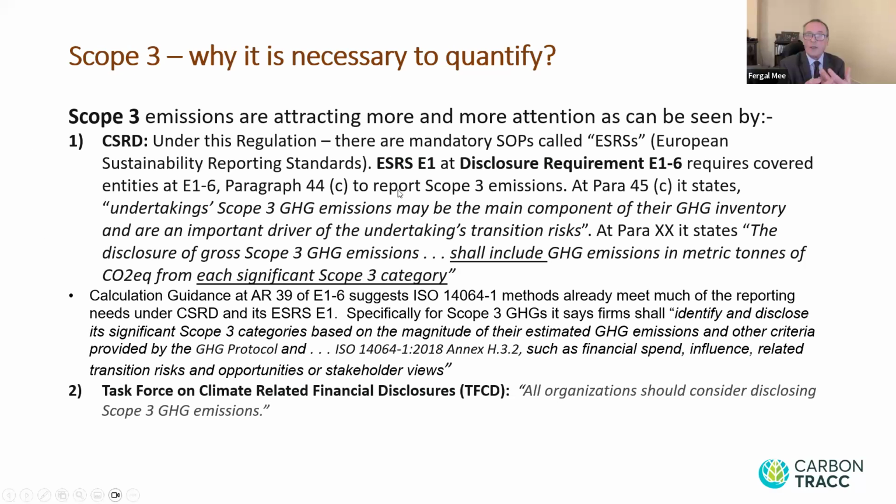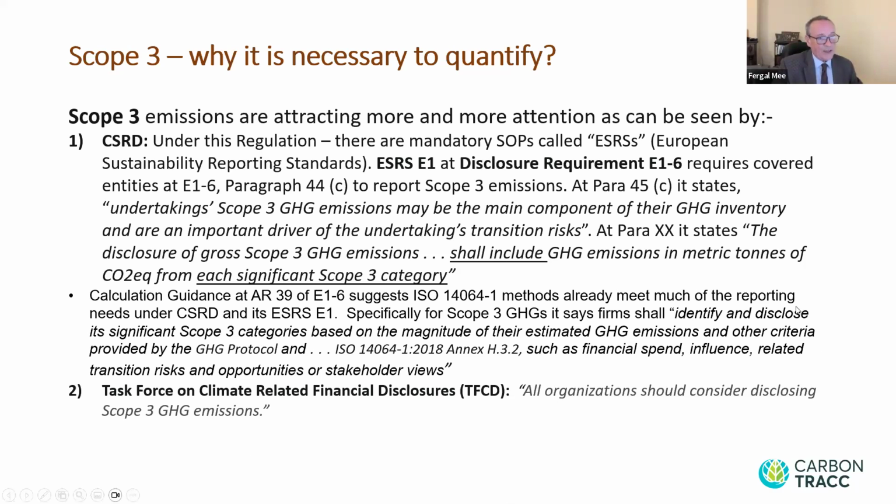In some instances, some organizations are required to report their Scope 3. At paragraph 45C, it states that for undertakings, like businesses, Scope 3 emissions may be the main component of their greenhouse gas inventory and are an important driver of the undertaking's transition risk. By transition risk, they mean the risk to businesses and enterprises posed by the transition inherent in new regulations such as CSRD, carbon taxes, managed jurisdictions, and carbon regulation. These are transition risks. Can the company adapt in time? We might be good business people, but can we adapt to the new environment, the new reality?